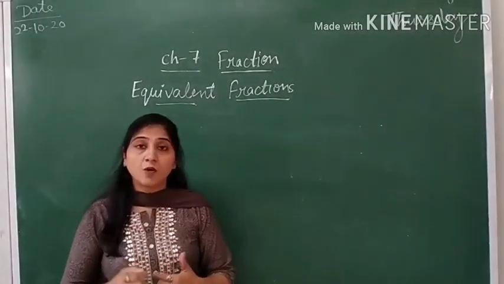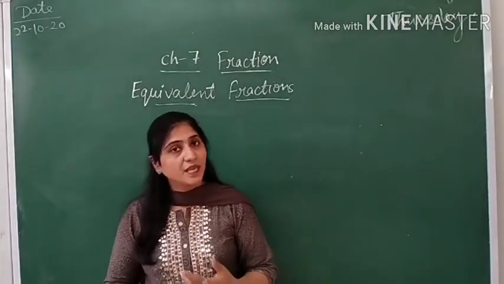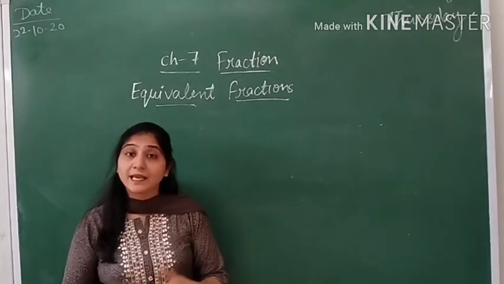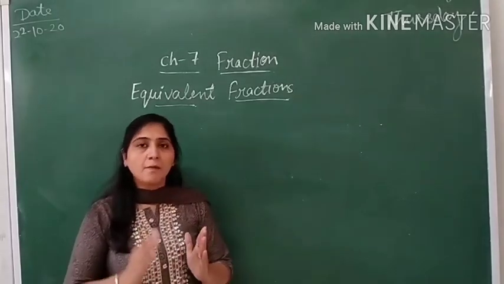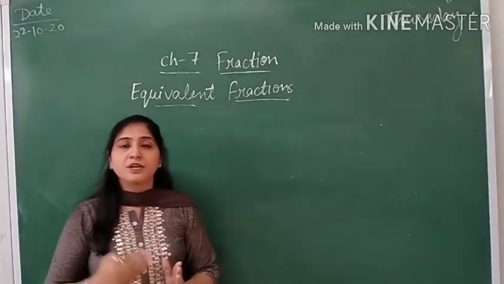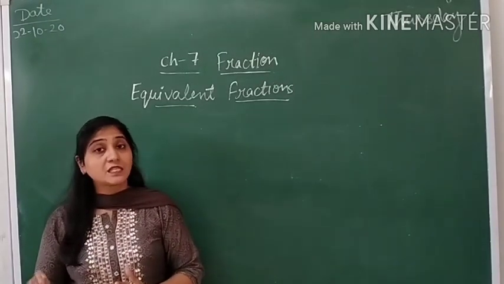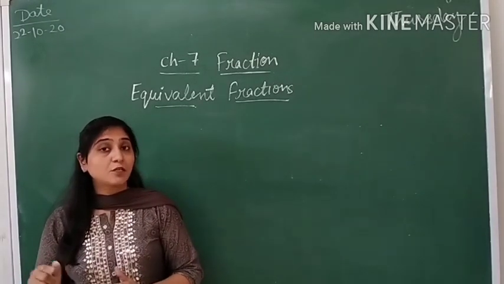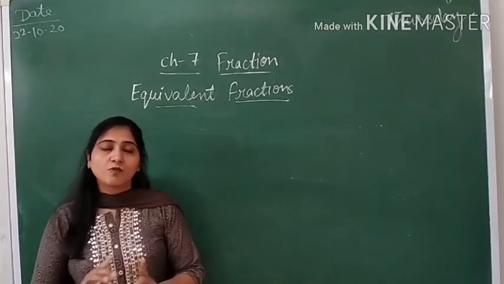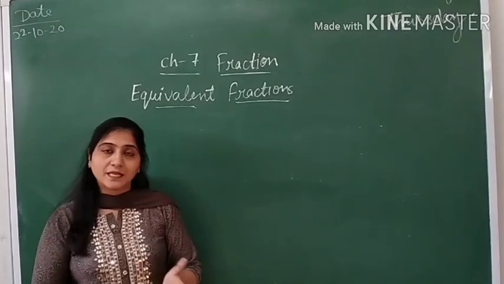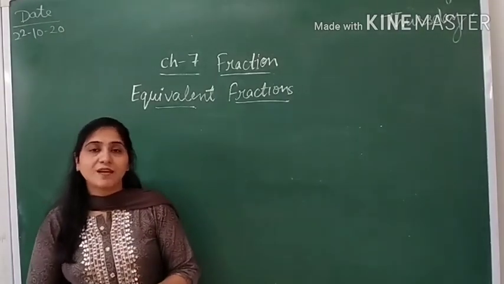Okay students, now we will learn how to form equivalent fractions. How can we find out and form equivalent fractions? By multiplying or dividing the numerator and the denominator with the same number except 0 or 1. Except 0 and 1, we can multiply by any number, then you can find the equivalent fraction.